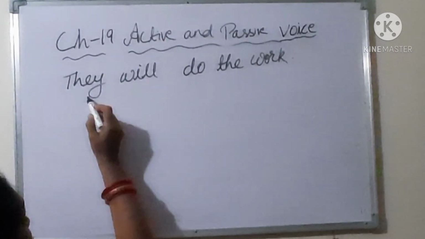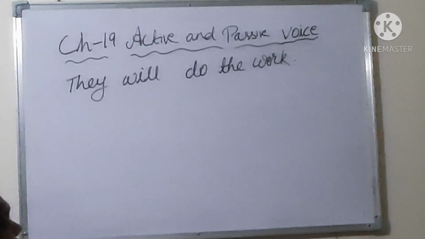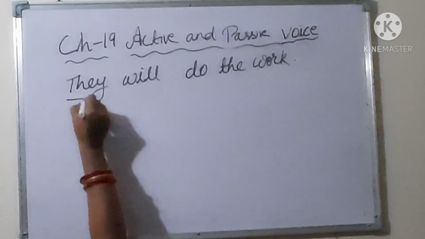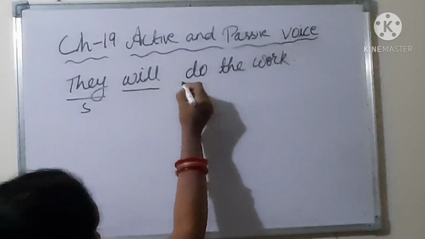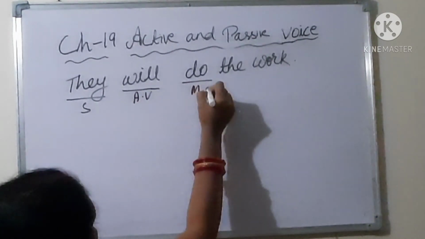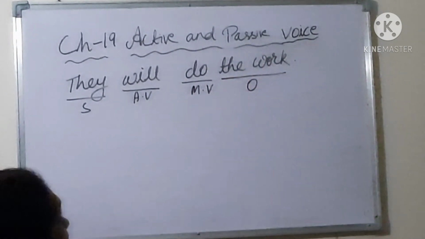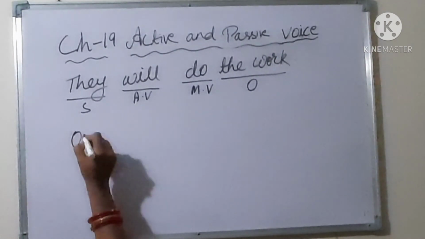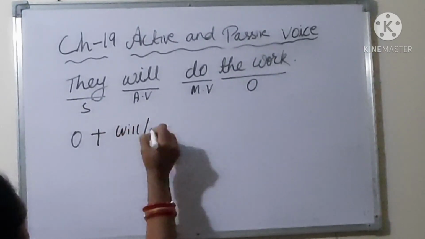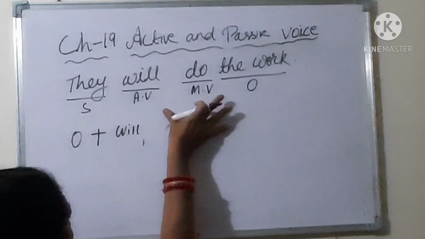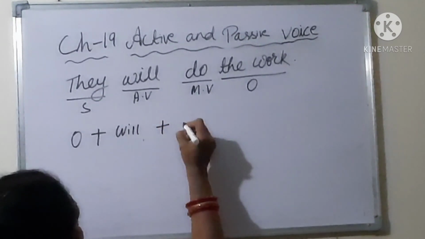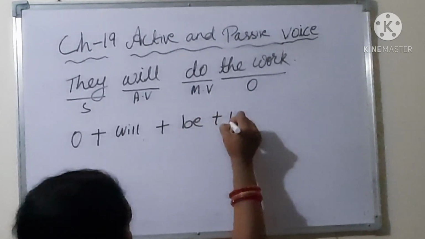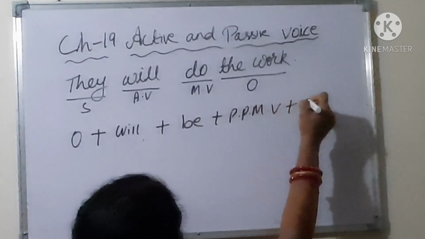Let's see this example, children. The sentence is, they will do the work. So, here we can see that the sentence is now in simple future form. They is the subject, will do: will is the auxiliary verb, do is the main verb, and the work is the object. So, if we have to change this sentence into passive voice, then the structure will be object plus will or shall, here will is there, so we will use will only, plus be, plus the past participle form of the main verb, plus the subject.